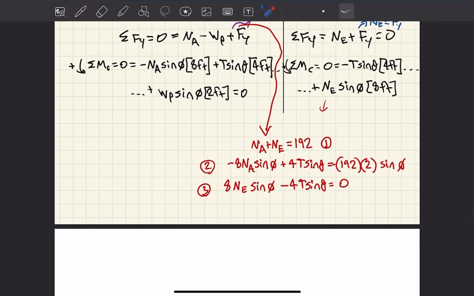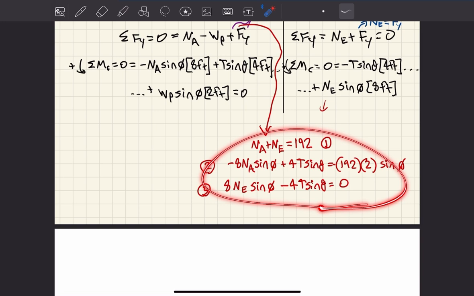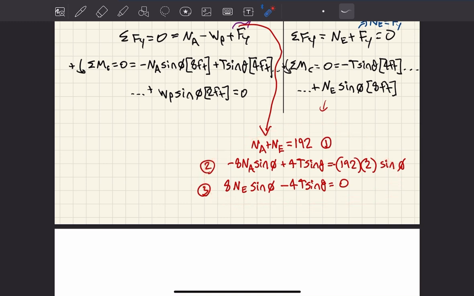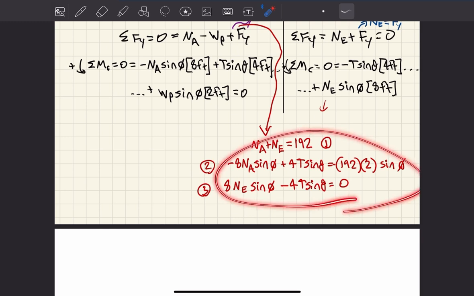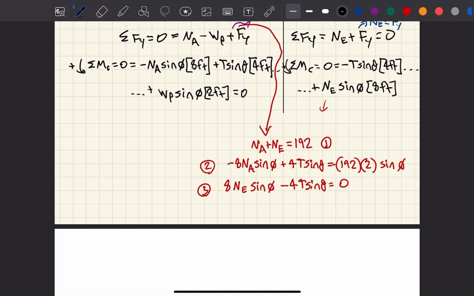Surprisingly, you can even plug this into a calculator. A normal scientific calculator can solve these linear equations, because you have three unknowns and three equations. Or you can solve it with a matrix, elimination, or substitution. Eventually, what you will get is that your tension force is equal to 47 pounds, your normal force at point A is equal to 120 pounds, and your normal force at point E is equal to 72 pounds. And that is your answer.